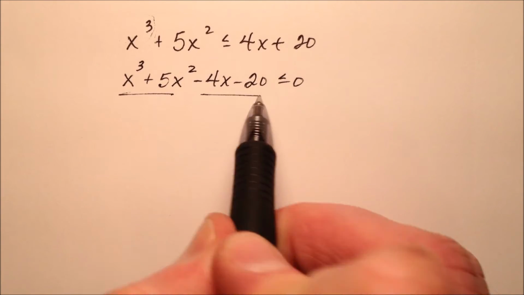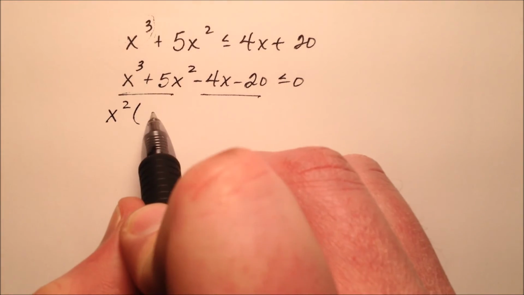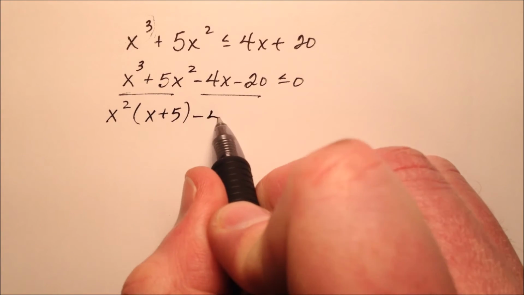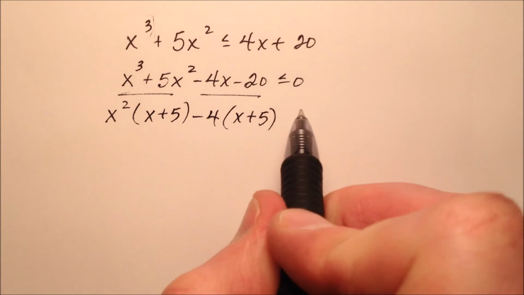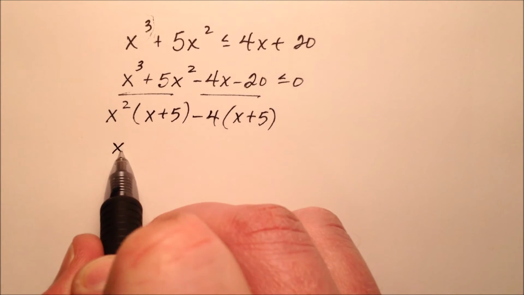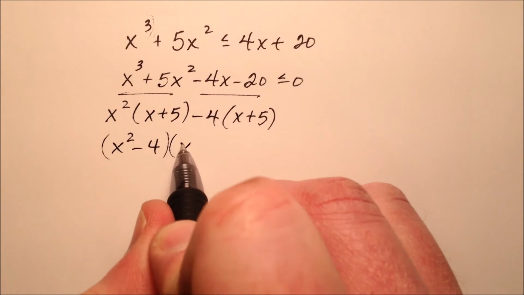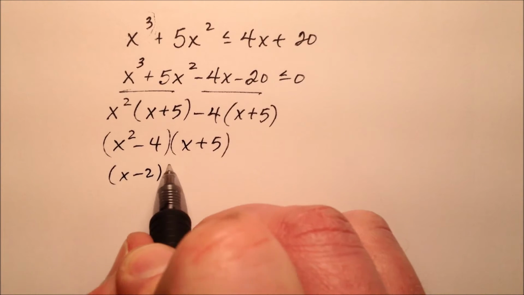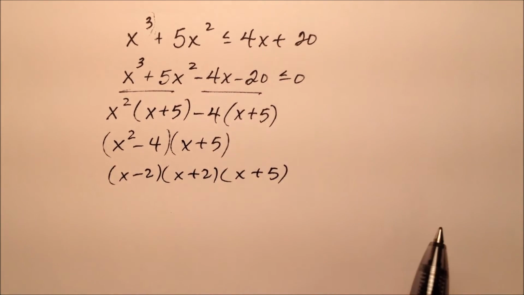So I have 4 terms, so I'm going to do factor by grouping. I'm going to pull out an x squared, and I'm going to be left with x plus 5. Then I'm going to factor out a -4 and be left with x plus 5. And when I finish, I'm going to have x squared minus 4, which actually can factor down more. It's a difference of squares. So that'll be an x minus 2, an x plus 2, and an x plus 5.